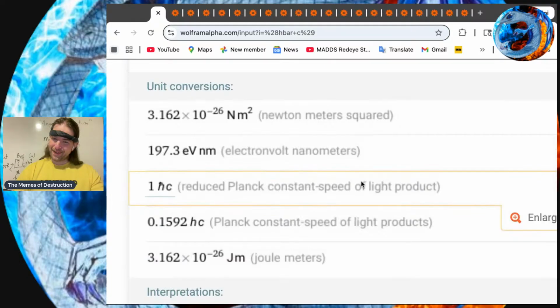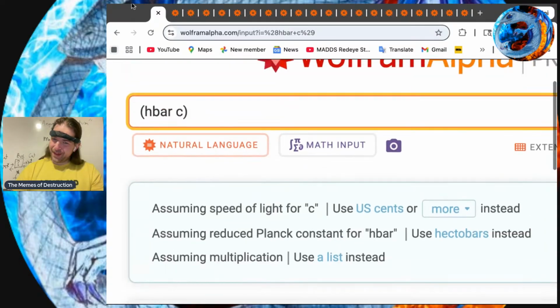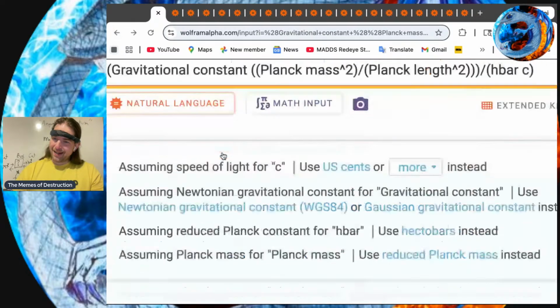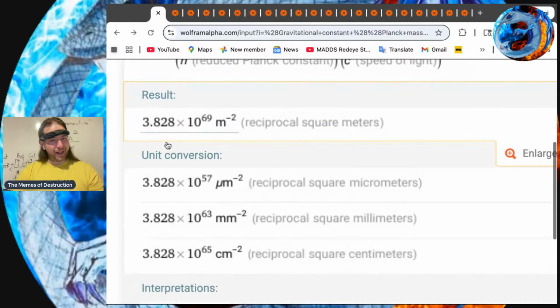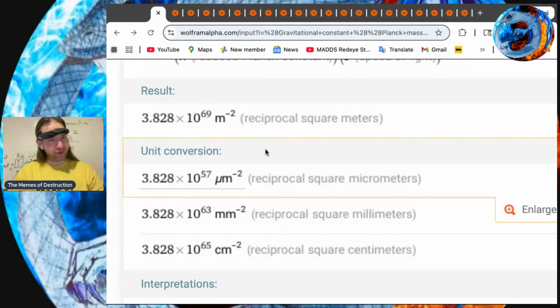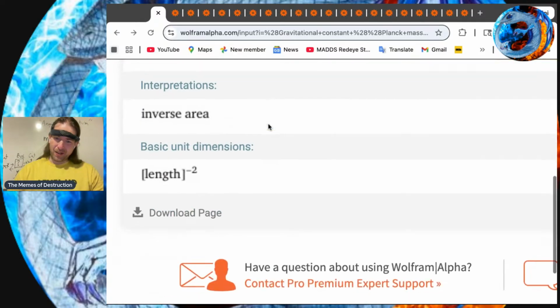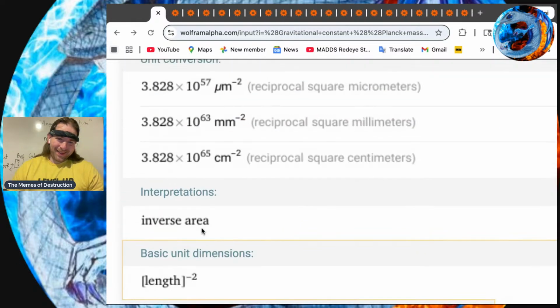Now we're just going over some stuff and some interesting coincidence. Okay. So basically, if we just go back and we divide it by that, we get this ginormous number here. What is this ginormous? 3.8 times 10 to the 69 inverse meters squared. What could that even be? Well, it's an inverse length.